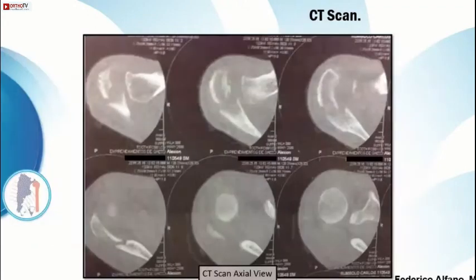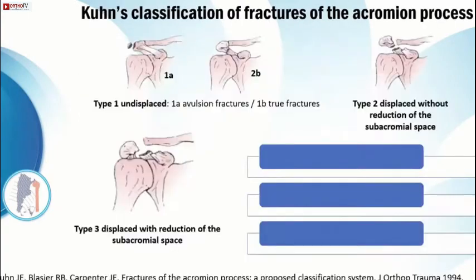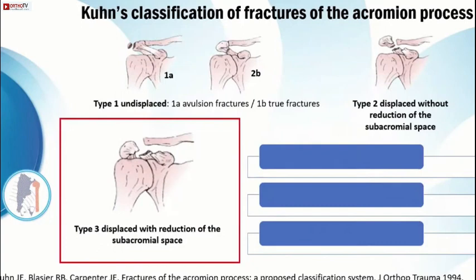This is an axial CT scan view. Here we can see that it's a distal fracture of the acromion process. And following Kuhn's classification, we can say it's a type 3 because we have a displaced fragment with a reduction of the subacromial space. As it is a distal fragment, some can consider the excision of the acromial fragment.